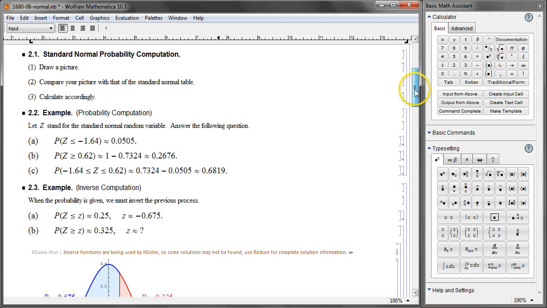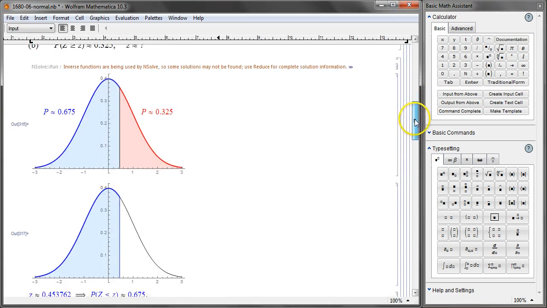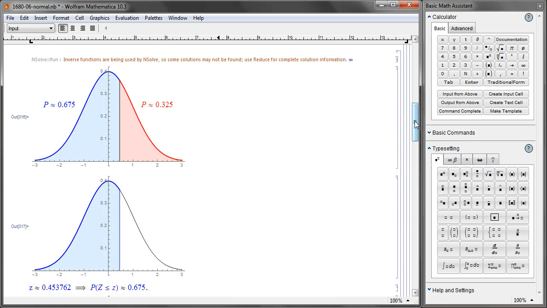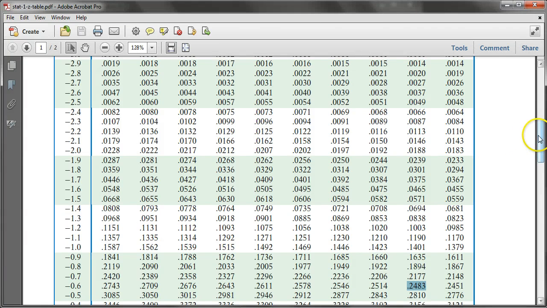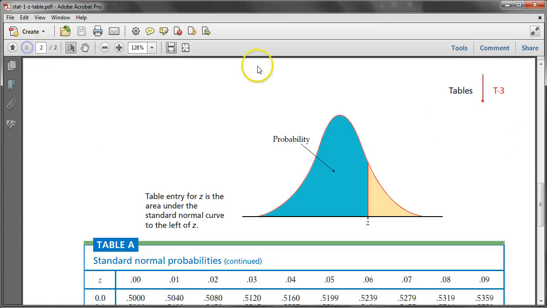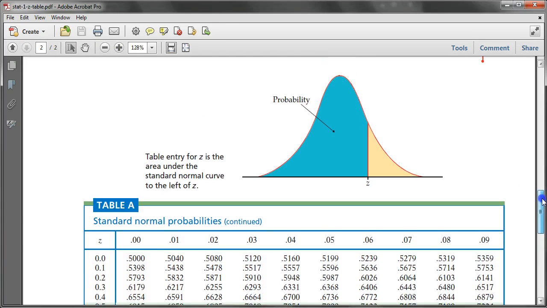You see, steps 1 and 2 are both pictures. Draw a picture and compare that with that of the standard normal. And in the standard normal, everything is to the left. So look up 0.675 from the standard normal table. It's got to be on the second page. 0.675, 0.67, let's see, 6736, 6772, somewhere in between.